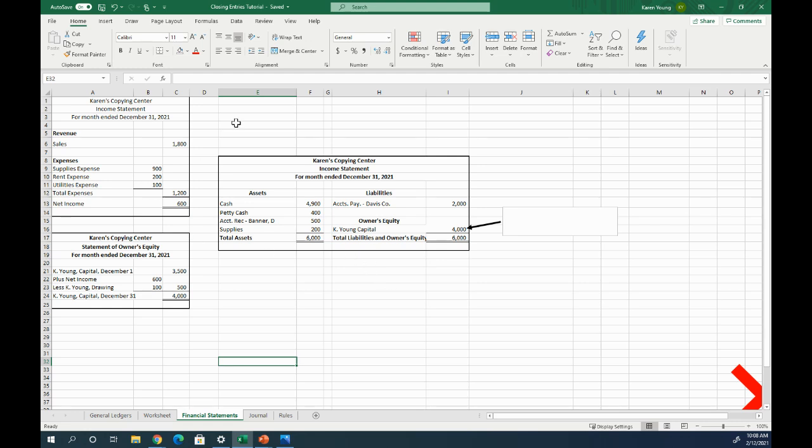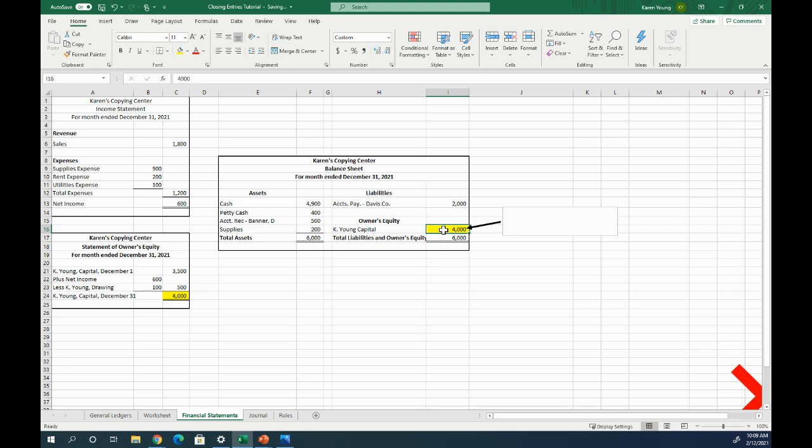Here is our problem. So I did my income statement. I prepared a statement of owner's equity where I changed capital to $4,000. Remember that we took the beginning capital plus the net income less the drawing. Capital is $4,000. So I changed it on my balance sheet. Oh my gosh, this should say balance sheet. The capital on my balance sheet is $4,000. I have a huge discrepancy here.